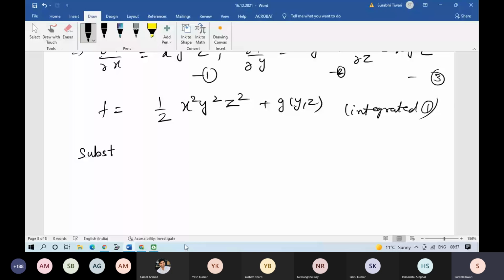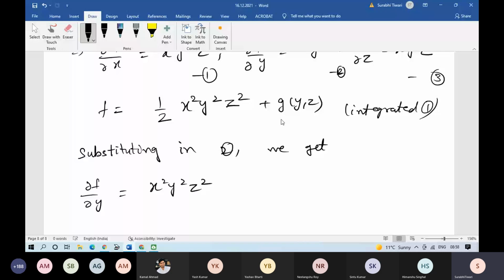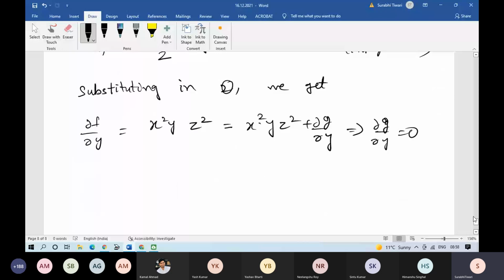Now substituting in equation number 2, we get: equation number 2 में रखो del f by del y की वैल्यू, दिस विल बी x squared y squared z squared. ये दी हुई है, और x squared y z squared ये दी हुई है, और इसे f को with respect to y डिफरेंशिएट करोगे तो क्या आएगा, x squared y z squared plus del g by del y, so this means that del g by del y is equal to 0, this means that g is independent of y, so this means g is only function of z.